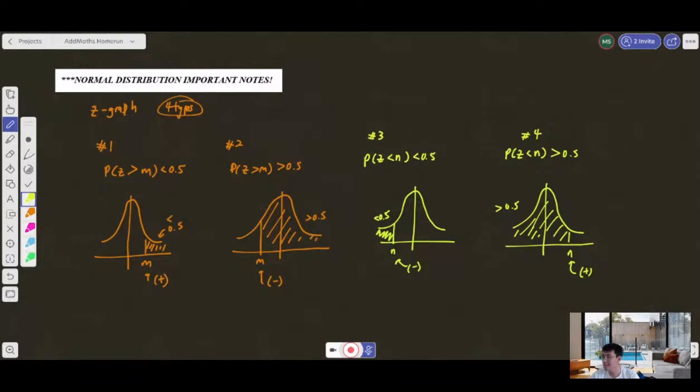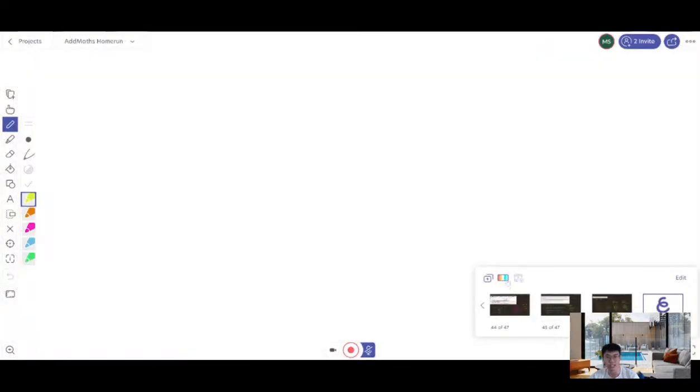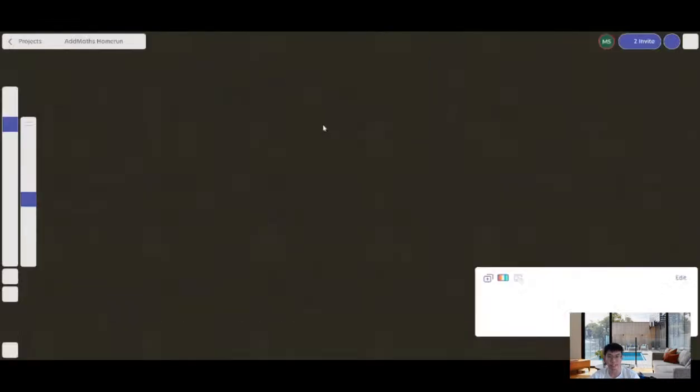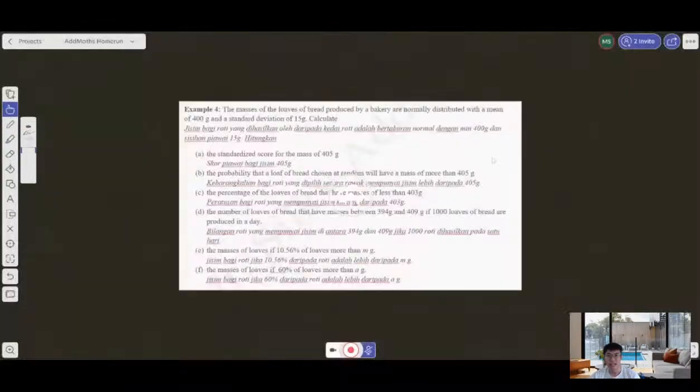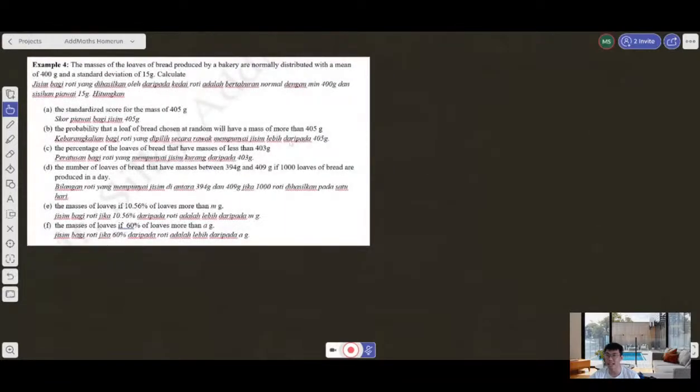So let's take a look at the very basic part. I actually suggest students use a calculator to find the answer. Let me explain this in another way here. The masses of loaves of bread have a mean of 400. We know the mean is 400 and the standard deviation is 15.